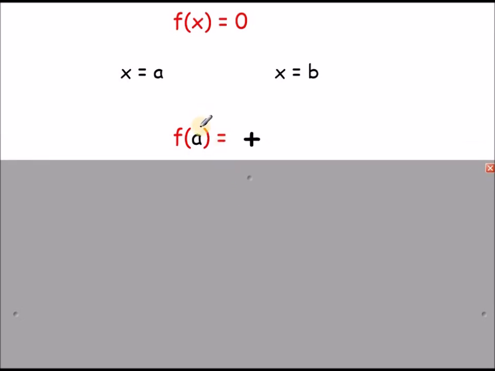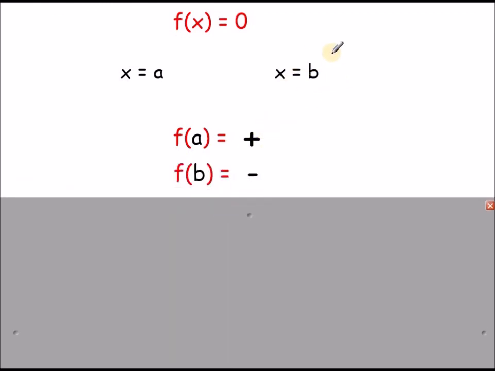You work out your value of f of a, so you take the lower limit for the interval, you substitute it into your function, and you check the sign. It could be positive or negative. Yeah, that's just an example. Could be either. You do the same with the upper limit for the interval. You substitute that into your function, and again you're looking for the sign. Is it positive or negative?